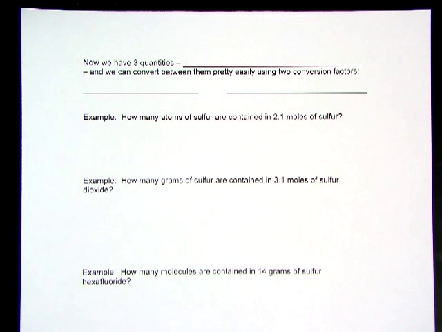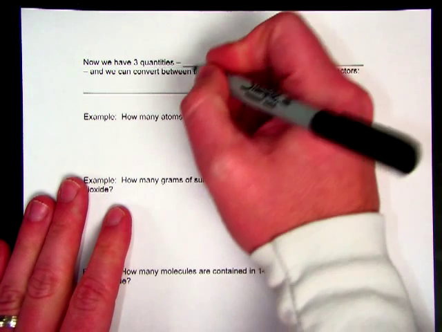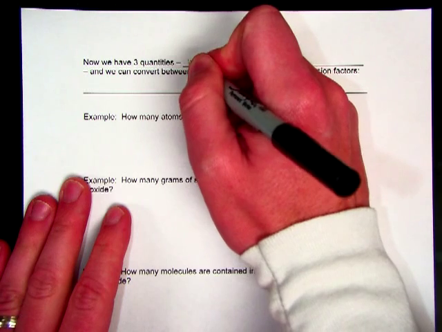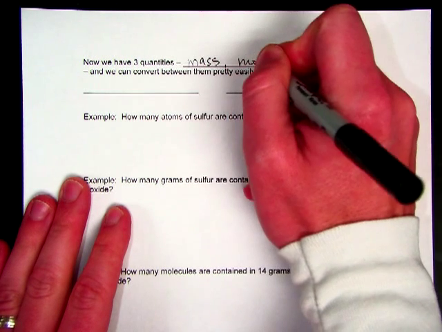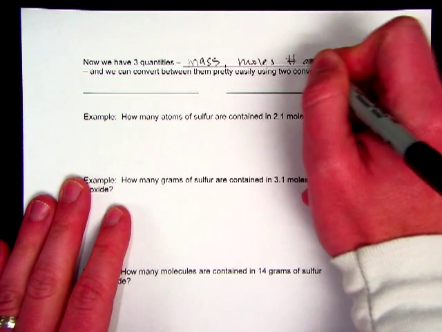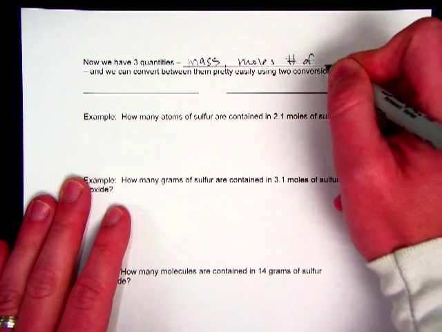Yesterday we learned how to calculate molar mass, and today we're going to learn how to use that to do some conversions. So we have three quantities that we know. We've got mass, moles, and number of things, which is usually molecules or atoms.